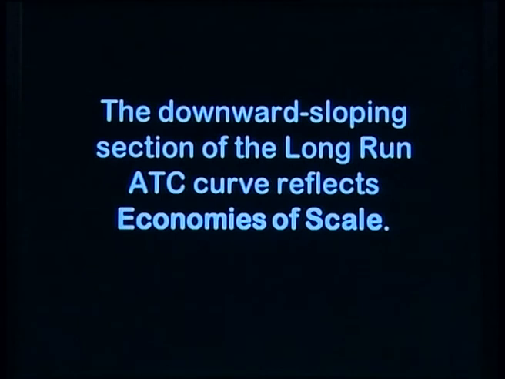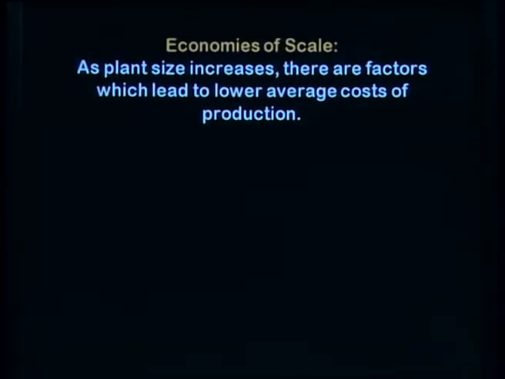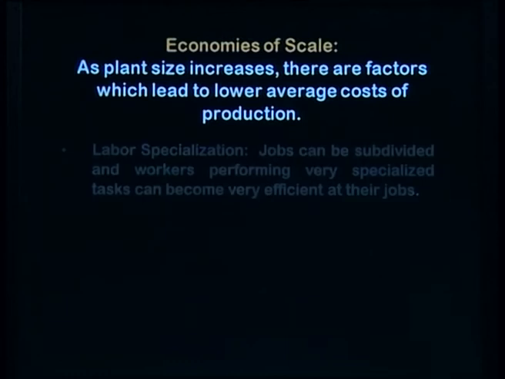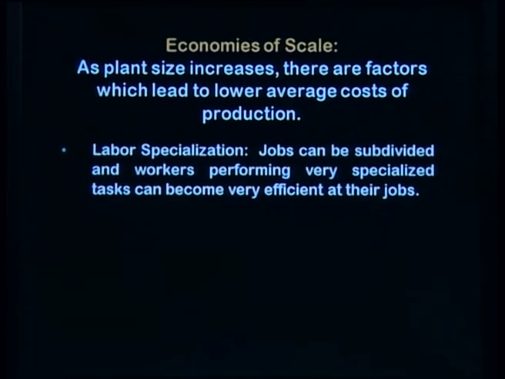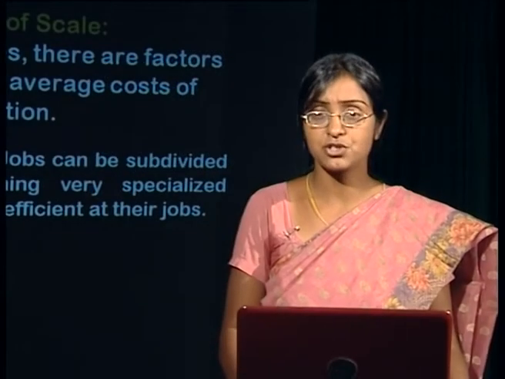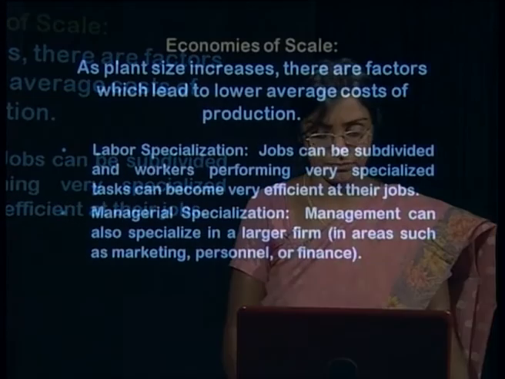The downward sloping section of the long run average total cost curve reflects economies of scale. Economies of scale: as plant size increases, there are factors which lead to lower average cost of production. Labor specialization: jobs can be subdivided and workers performing very specialized tasks can become very efficient at their jobs as they are performing the same job for a longer time duration.